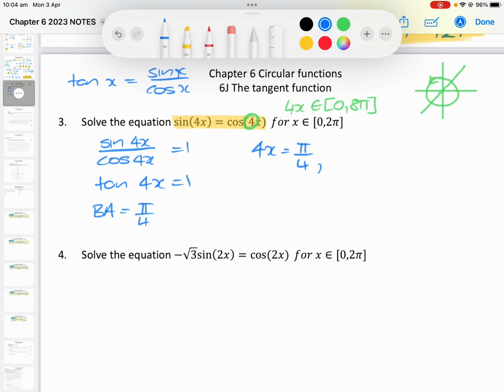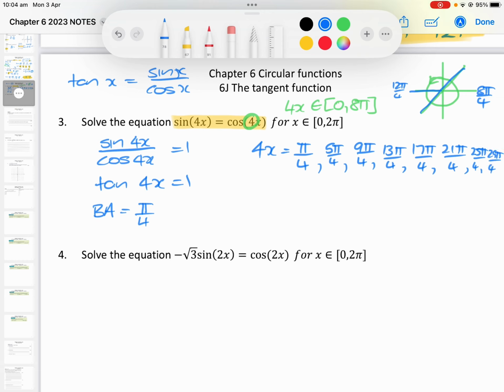So pi on 4 is my first one. My next one's here at 5 pi on 4. My next one is here. Well, this is 8 pi on 4, because that's the same as 2 pi. So there's one at 9 pi on 4. Then I go round to here, and this is 12 pi on 4. So the next one is at 13 pi on 4. And we go around the circle until we get them all. So I've got 21. My next one's going to be 25 pi on 4. And then 29 pi on 4.